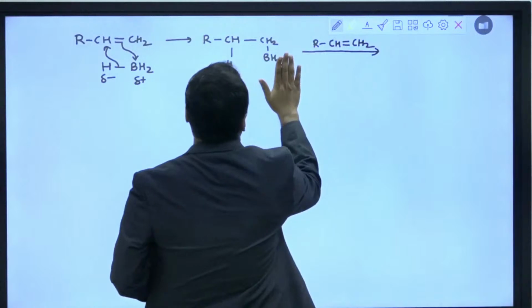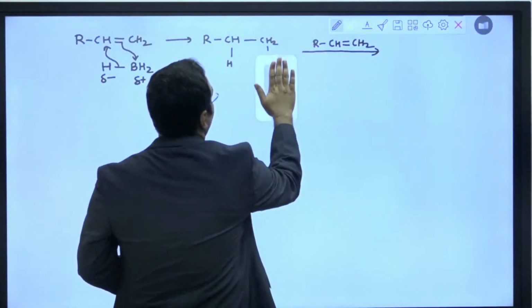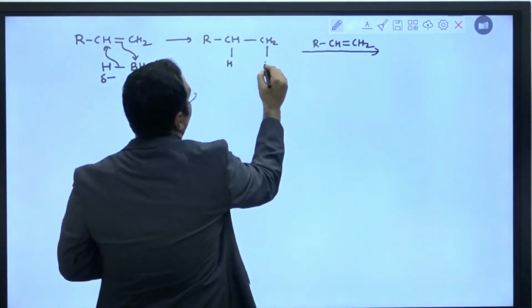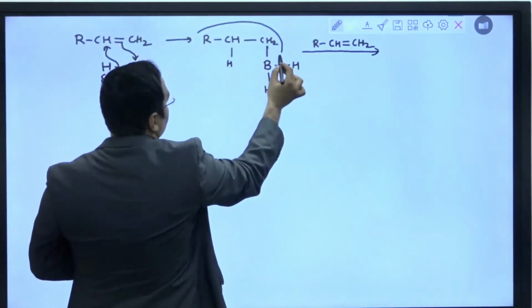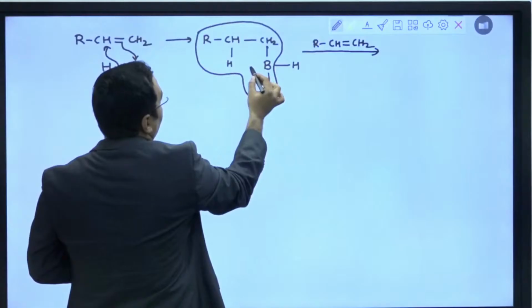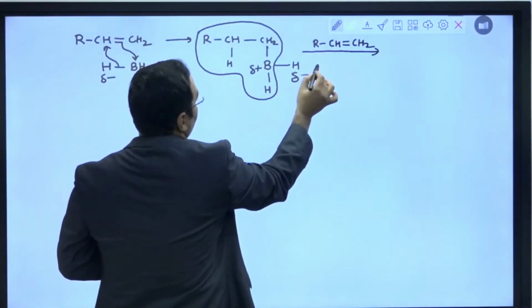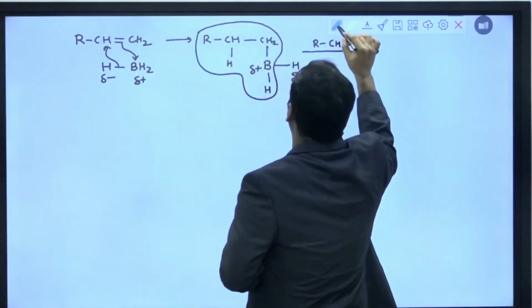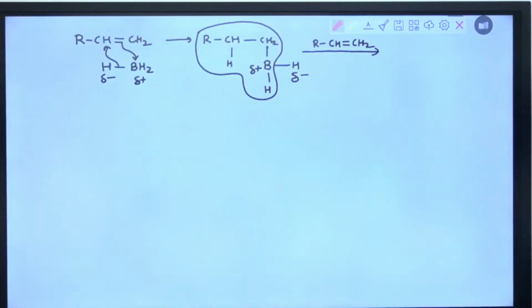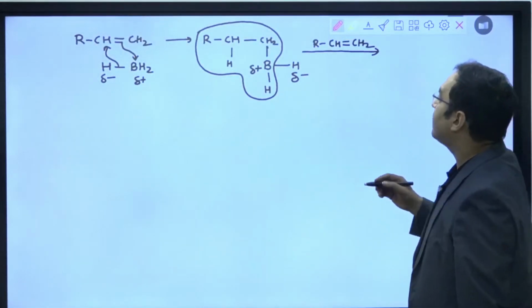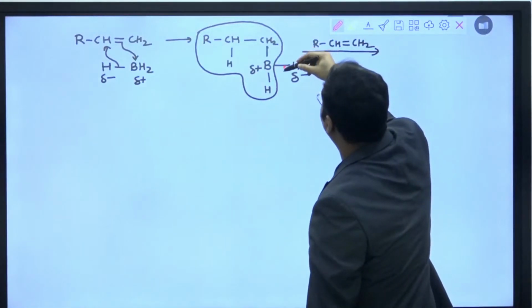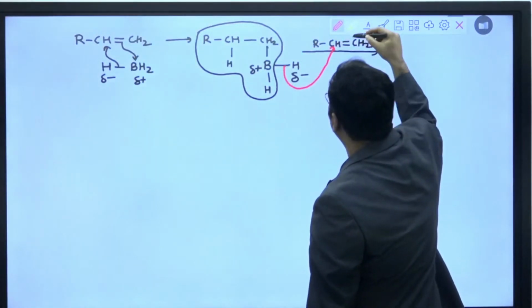So please pay attention to this BH2 which you have written here. Can I say this BH2 is BHH? Now this whole portion I'll put delta plus, and this is new delta minus. Remember BH3 has 3 hydrogens, right? You have taken only one H. Now still 2 H are remaining with BH3. Yes or no? So this time what can happen? Negative part attacks where? And this part attacks where?